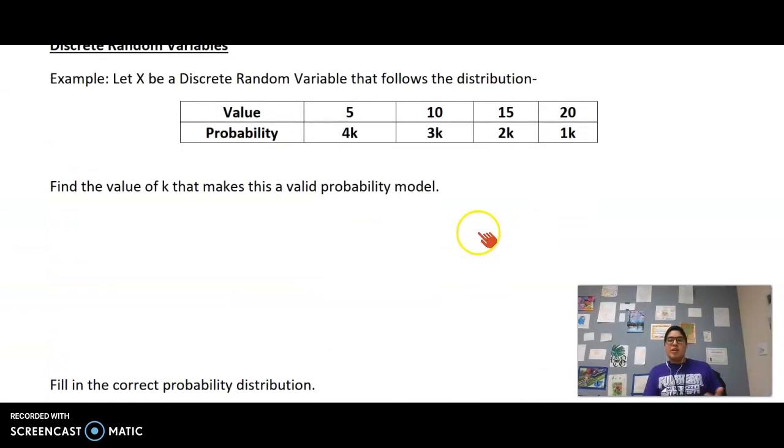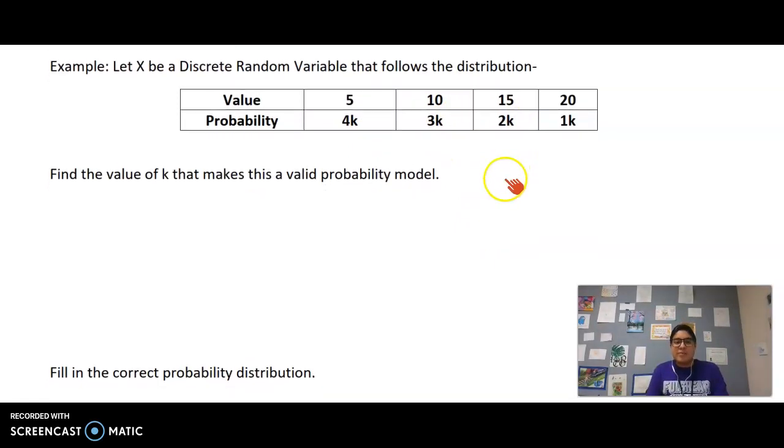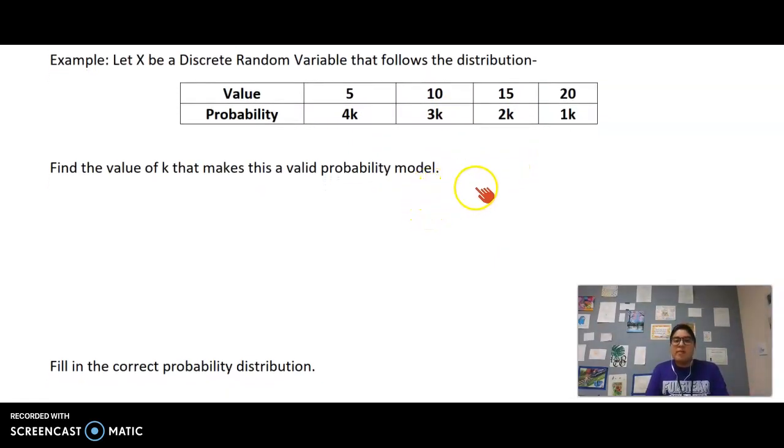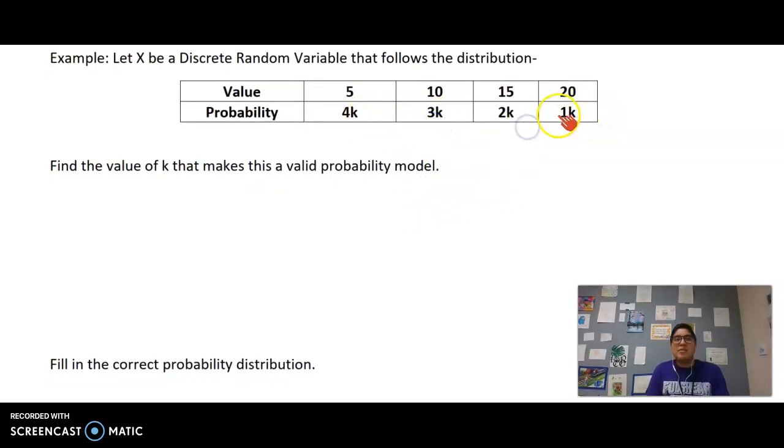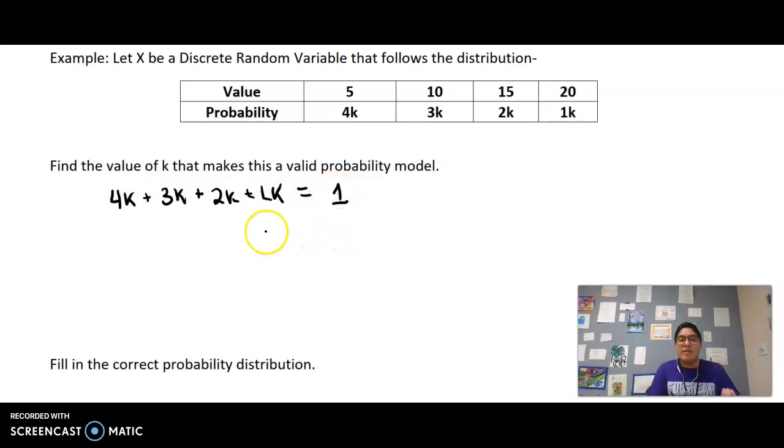Let x be a discrete random variable that follows this distribution. When x is 5, the probability is 4k, 10, 3k, etc. So it says find the value of k that makes this a valid probability model. Well, look at each of these. These are my sample space outcomes, meaning that the sum of these outcomes must be, you guessed it, 1. So I'm going to take 4k plus 3k plus 2k plus 1k, and that should give me a total sample space probability of 1. 4 plus 3 is 7, 7 plus 3 is 10, so I have 10k equals 1, which means if I solve this, k equals 1/10 or 0.1.